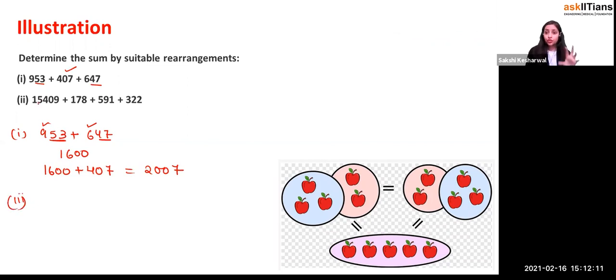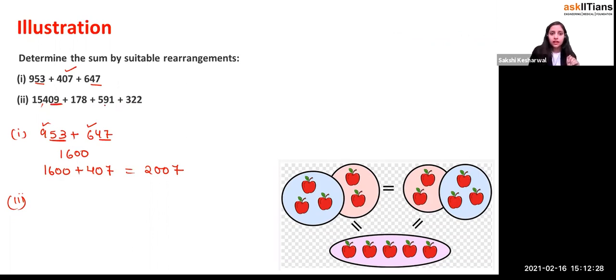Coming to the second part, it says that now you have to just check which two numbers' addition is giving, like, some multiple of 10 or not. Now just give a close observation. It says 15,409 plus 178 plus 591 plus 322. Just give a close observation.